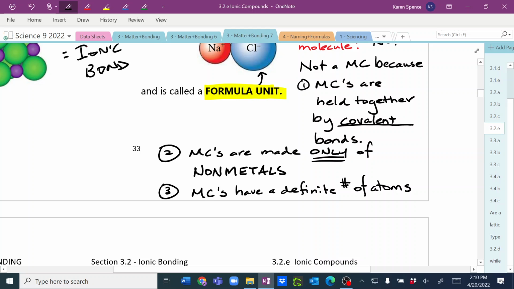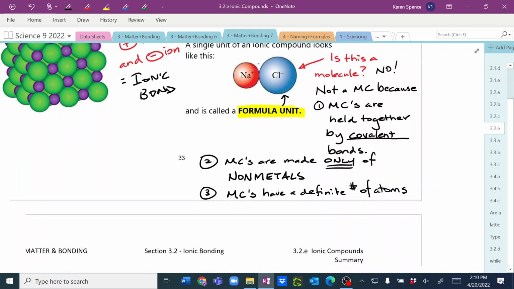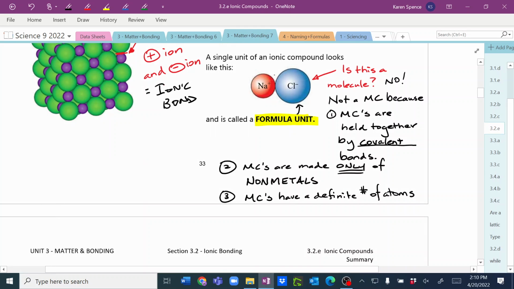Whereas a formula unit is just a pretend thing. It's just a smaller part of a crystal lattice.